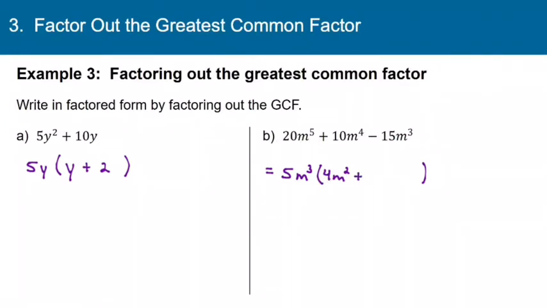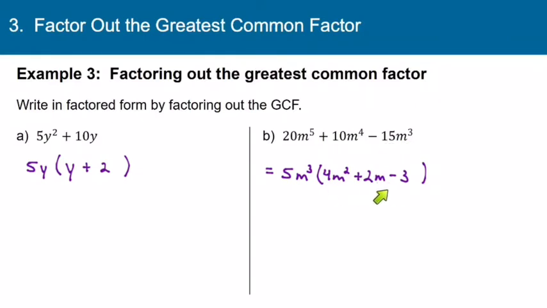And then we have plus 5m to the 3rd times what would make 10m to the 4th? Well, 5 times 2 is 10, and m to the 3rd times m to the 1st would make m to the 4th. Okay, and then we have a minus sign. 5m to the 3rd times what would make 15m to the 3rd? Well, notice that the GCF has the same power of m as the term that we're trying to create. So what that tells me is that the term I put here does not need any more m power. 5m to the 3rd times just 3 will make 15m to the 3rd.